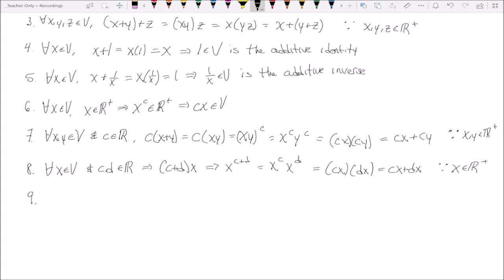Number 9, for all x in V and all real numbers c, d, we look at cdx, and we want to show that this is equal to c times dx. Well, by definition, that's x to the cd, which we can write this way, x to the c all raised to the d. But by properties of exponents, we know that this order doesn't matter. We can write this instead.